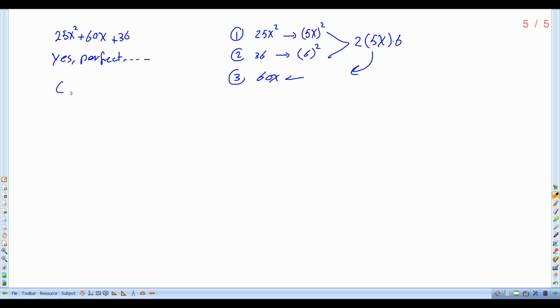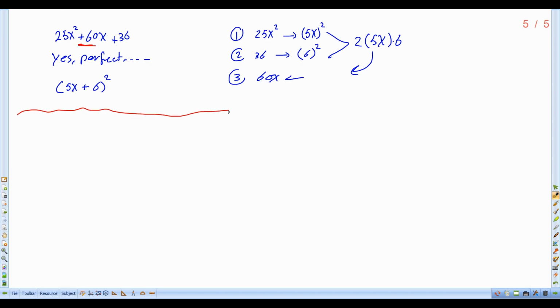Okay. Now, so we can factorize it as what? As the square power of (5x plus 6). And why is it plus? Because the middle term here is positive.